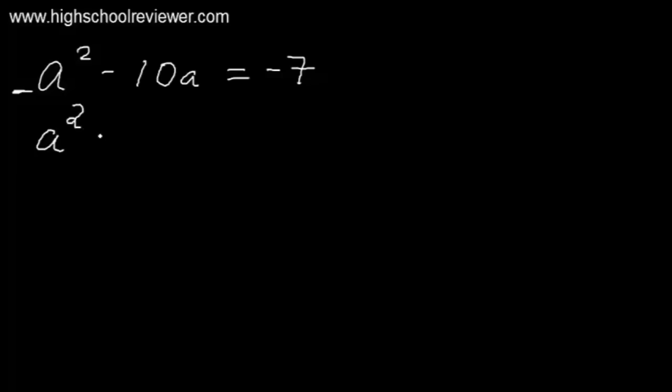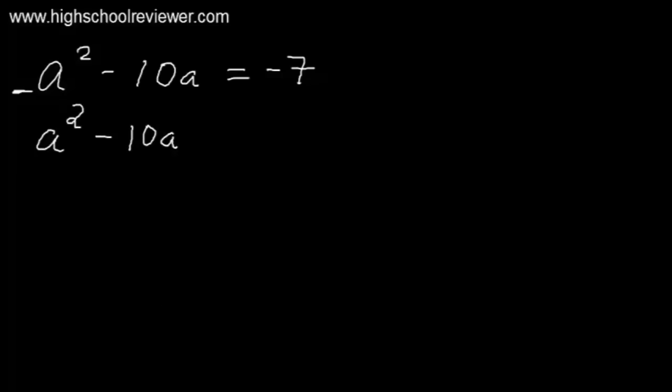Solving quadratic equations by completing the squares. Our next problem, we have a squared minus 10a equals negative 7. To solve for the value of a, we need first to identify if this quadratic equation has a numerical coefficient on the first term. Since there is none, we can proceed. So we will have here a squared minus 10a.